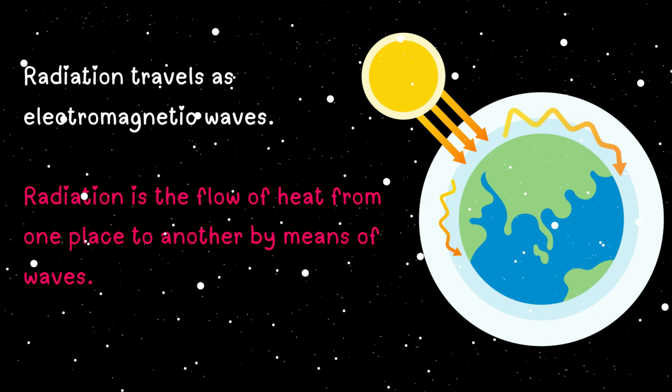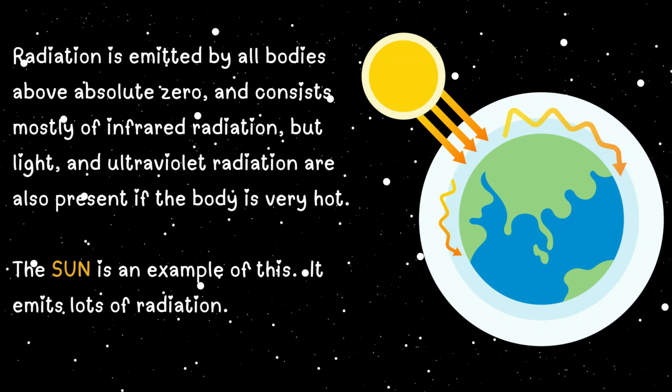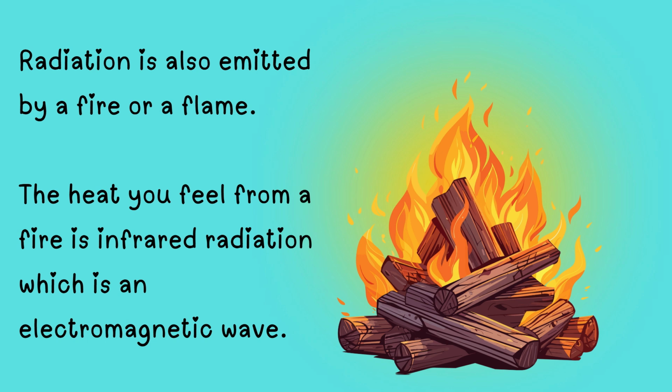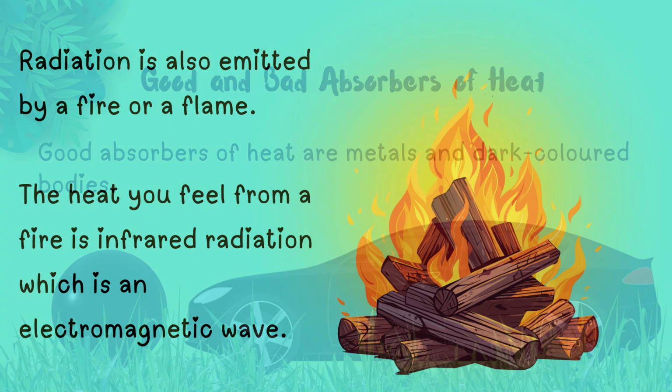Radiation is the flow of heat from one place to another by means of waves. Radiation is emitted by all bodies above absolute zero and consists mostly of infrared radiation, but light and ultraviolet radiation are also present if the body is very hot. The sun is an example of this. It emits lots of radiation. Radiation is also emitted by a fire or a flame. The heat you feel from a fire is infrared radiation, which is an electromagnetic wave.